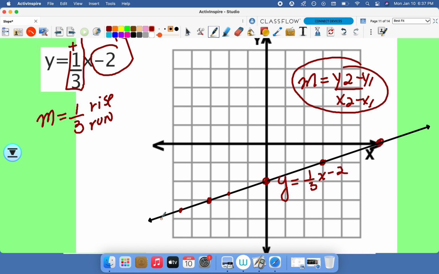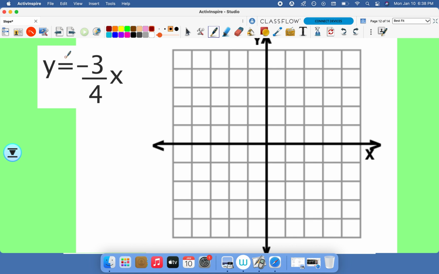It doesn't matter which point it is. And again, a line has an infinite number of points. So any 2 points on this line, you plug them in here to find the slope, you get 1/3. That's pretty much what we did today. Not too much, because we only had 1 period.